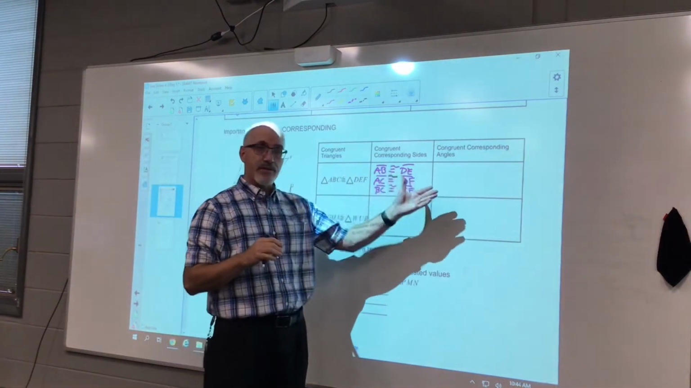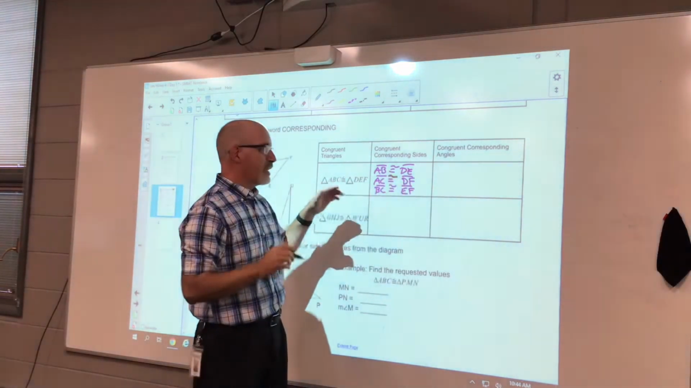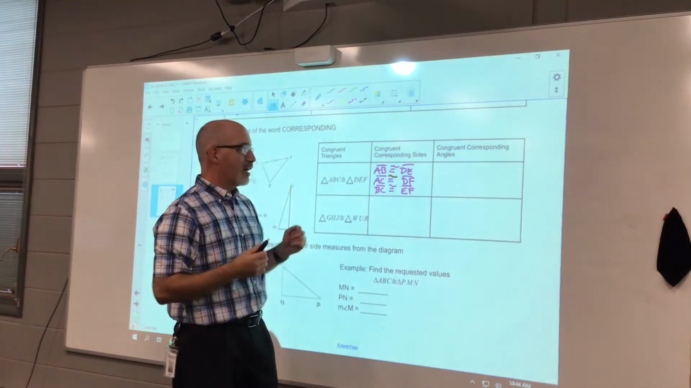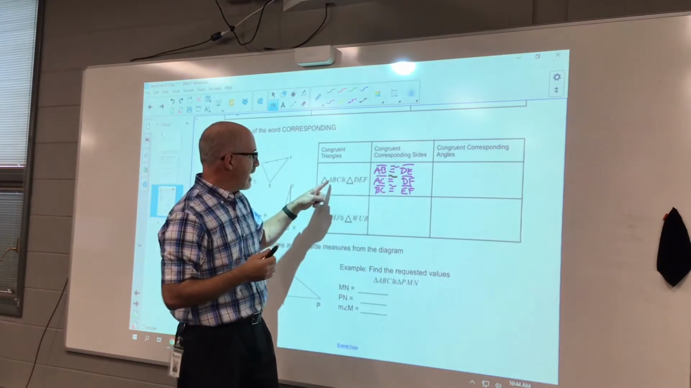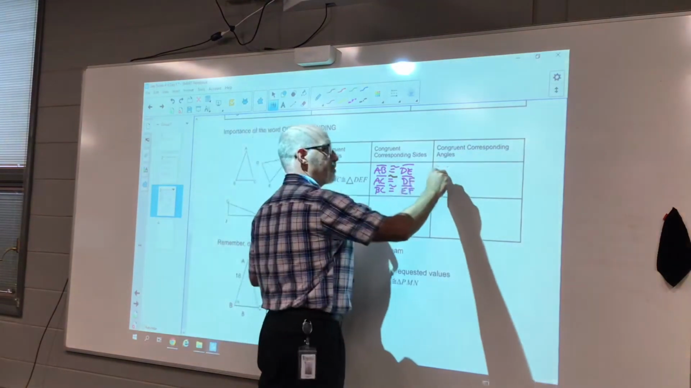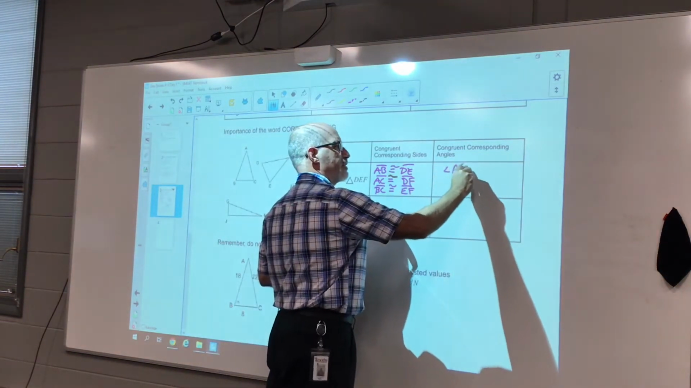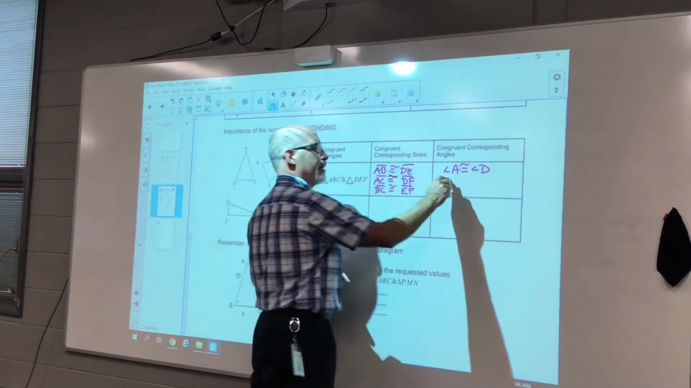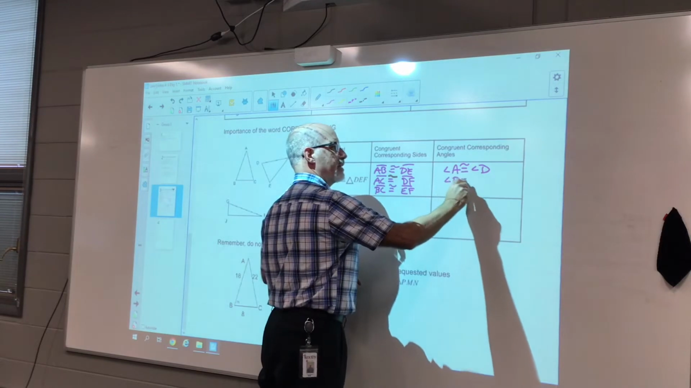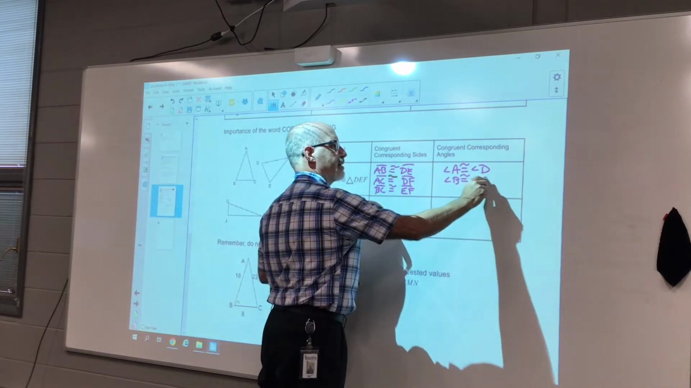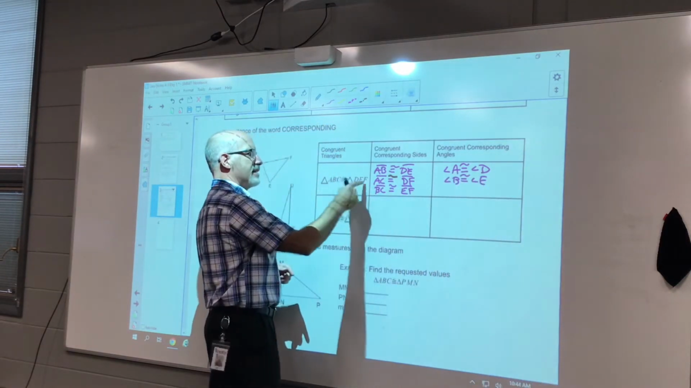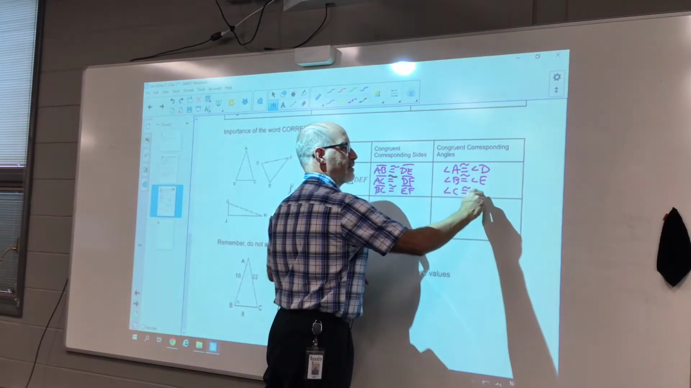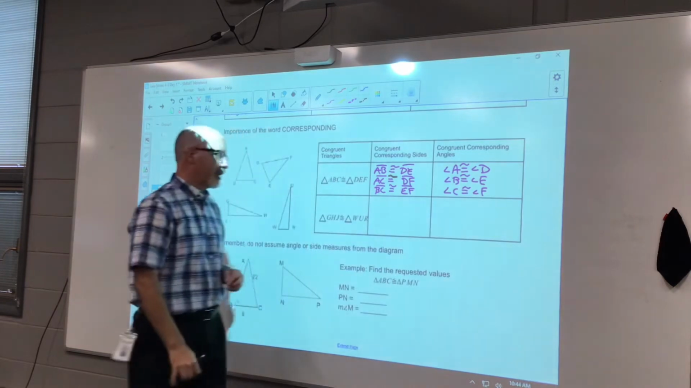Let's do the angles. Now we don't have to list 3 letters for the angles unless there's other things involved. We'll talk about that tomorrow. But here, angle A and angle D line up. So we just say angle A congruent to angle D. Then we say angle B is corresponding to angle E, because they're both in the middle, and then C and F line up. So there's your corresponding angles.